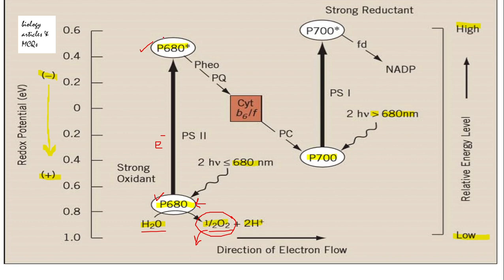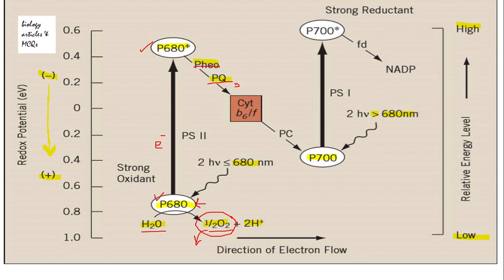Moving towards the primary electron acceptor of photosystem 680, this primary electron acceptor will now transfer the electrons to the pheophytin. And guys, this pheophytin is the chemical compound that serves as the first electron carrier in this electron transport chain. Now this pheophytin will transfer those electrons to the plastoquinone, and the plastoquinone is an integral membrane protein that is already present in the thylakoid membrane of the chloroplast.